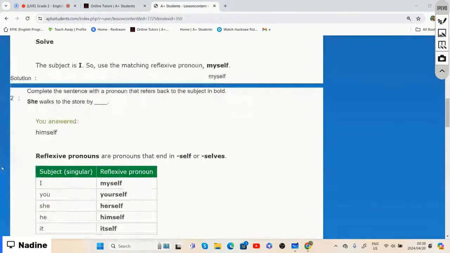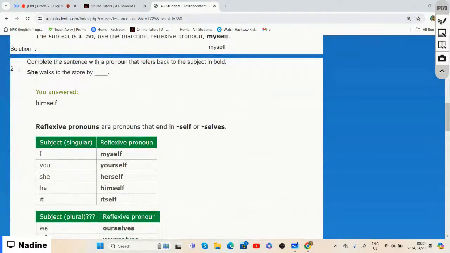It says she, right? Look at the subject here, and it needs to match that reflexive pronoun. It says she walks to the store by. Do we say she walks to the store by myself, yourself, herself, himself, or itself?